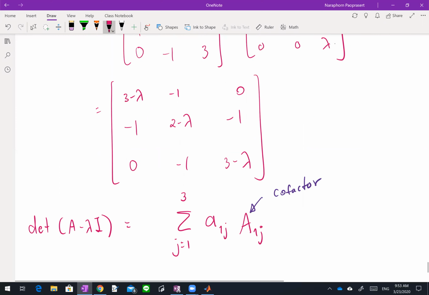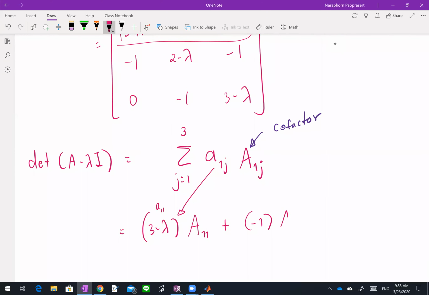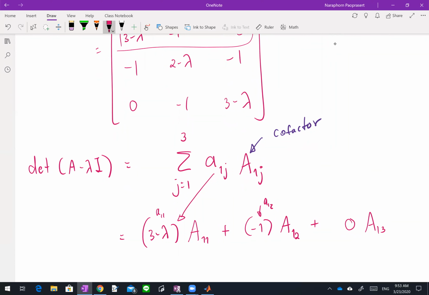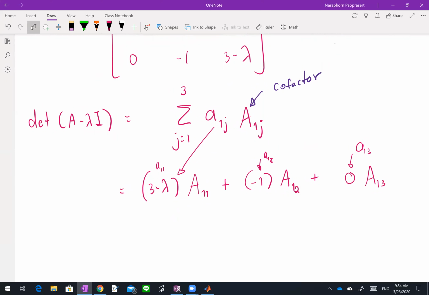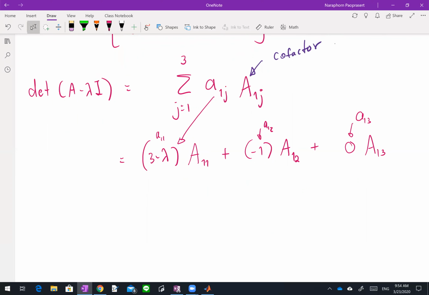Since we select the first row, we focus on this row. The summation is just 3 minus lambda, this is A11, times its cofactor, plus the second one, minus 1, this is A12, plus 0 times A13. So this is just A13. The letter A means the values in the matrix A, depending on the position, right? A11 is the first row, the first column, and so on and so forth. So let's just expand the cofactor.